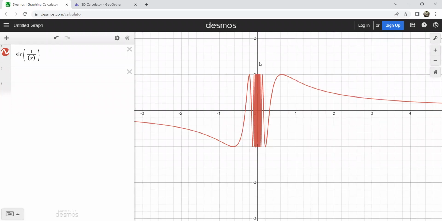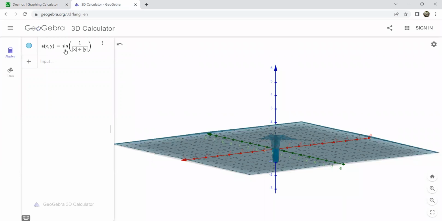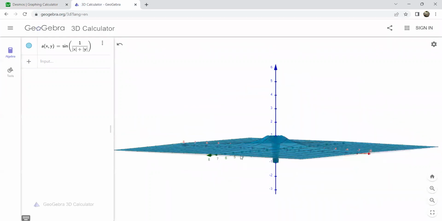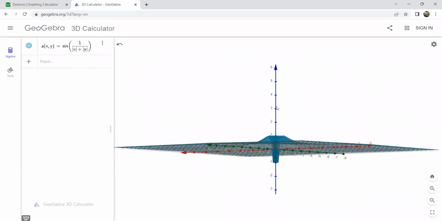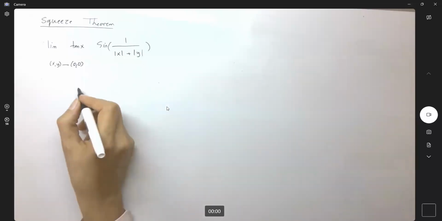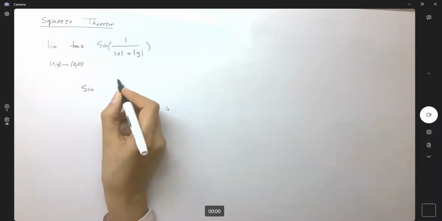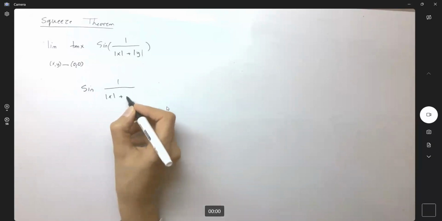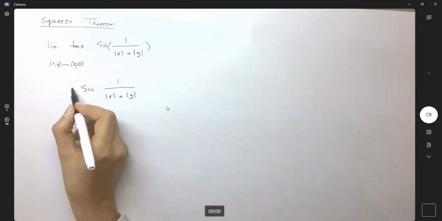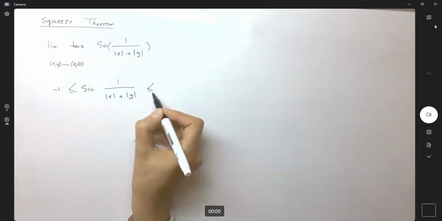This is the behavior of the function around the origin, right? It's bounded between -1 and 1. And if you look at the sine of 1 over absolute value of x plus absolute value of y, this function behaves like this. It has a limited range. Let's go back to the board. Your sine is bounded between -1 and 1. Around the origin, you can actually find the upper bound and lower bound for this function.